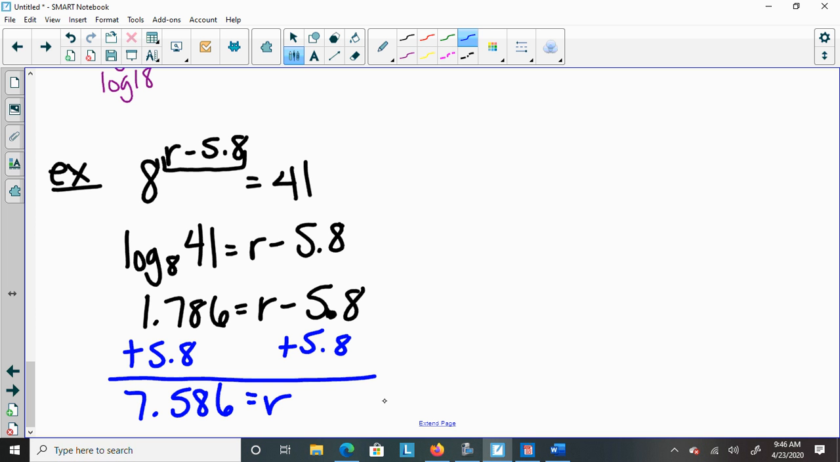All right. So if you have questions about this, let me know. But really, if it's an exponent, you write it as a log. If it's a log, you write it as an exponent. And we just combine a little bit from what we did in the last 2 or 3 lessons.